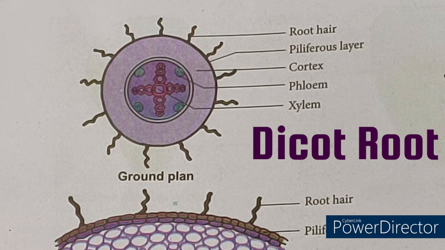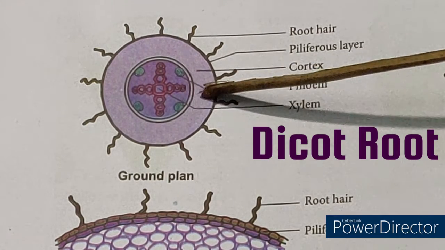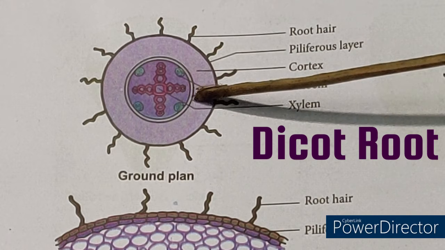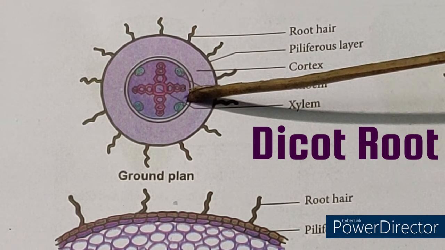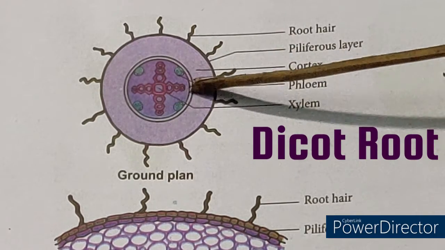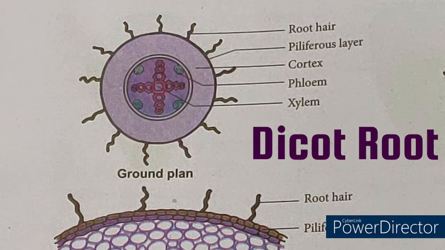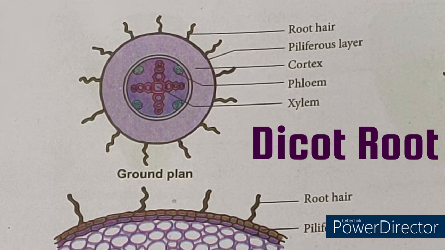Again I repeat, outer epidermis, then next to the epidermis you have cortex tissues, then next to the cortex you have endodermis in the form of a circle, in the form of a covering, and inside that you have stele, and the stele comprises pericycle, vascular bundle, and pith.